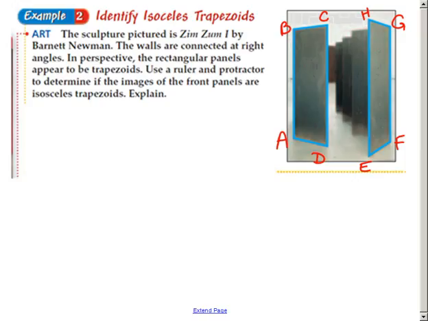This sculpture that's pictured are walls connected at right angles. In perspective, the rectangular panels appear to be trapezoids. Please use your ruler, protractor, and/or geometer to determine if the images of the front panels are isosceles trapezoids. Once you have your measurements, please explain your answers. Please pause and allow the students to collect the measurements and determine whether or not the panels are isosceles trapezoids.